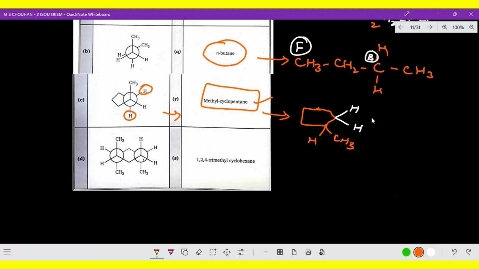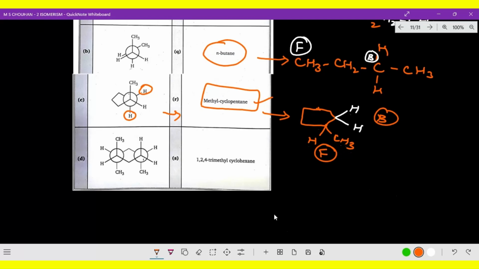See, white color is the back carbon and orange color is the front carbon. Hope you got the clarity. Dot is the front carbon, circle is the back carbon. And the next one here is 1, 2, 4 trimethyl cyclohexane. See, directly they have given that answer. Now let us check that. Here it is actually cyclohexane, so it looks like a cyclo compound only.